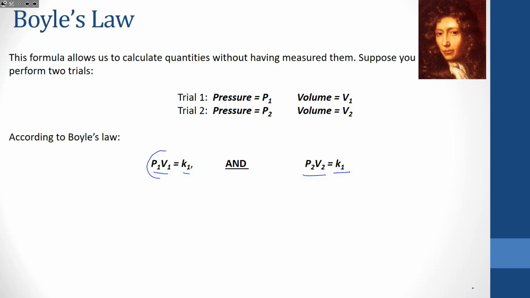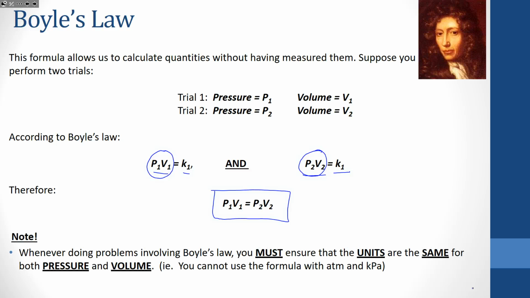So if this is equal to K1 and this is equal to K1, then what we can say is, well, they're both equal to K1, so they're both equal to each other. And this would be a way to work with Boyle's law. So if you want to know this or use this as a formula, this is an easy way to do it. There's Boyle's law. So if you know one pressure and volume, you can find another pressure and volume.